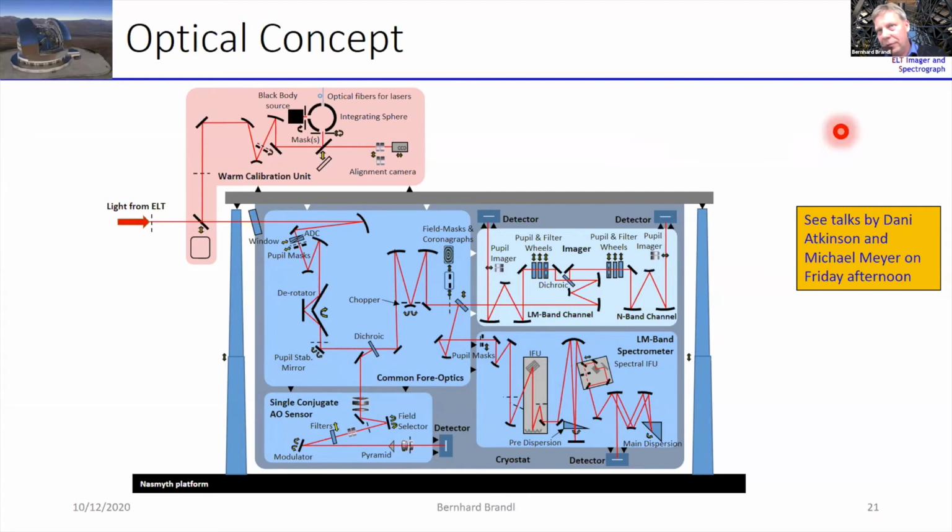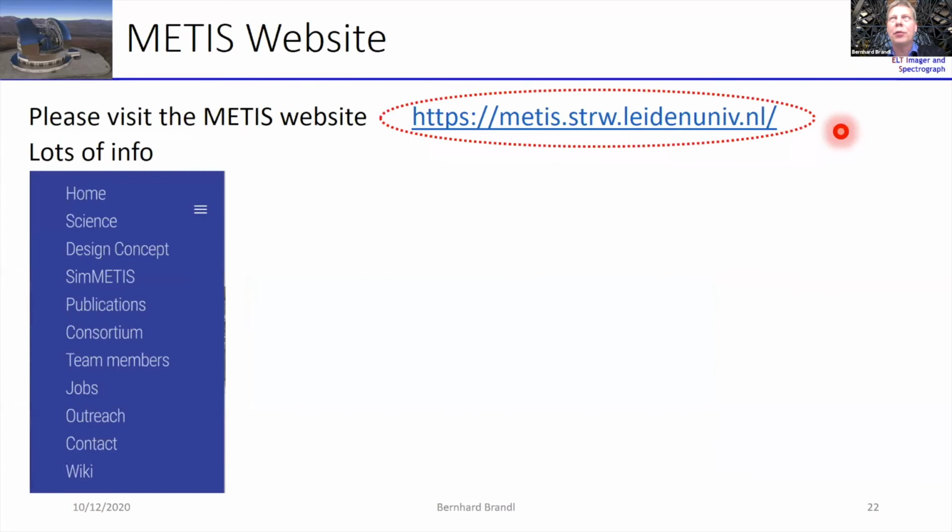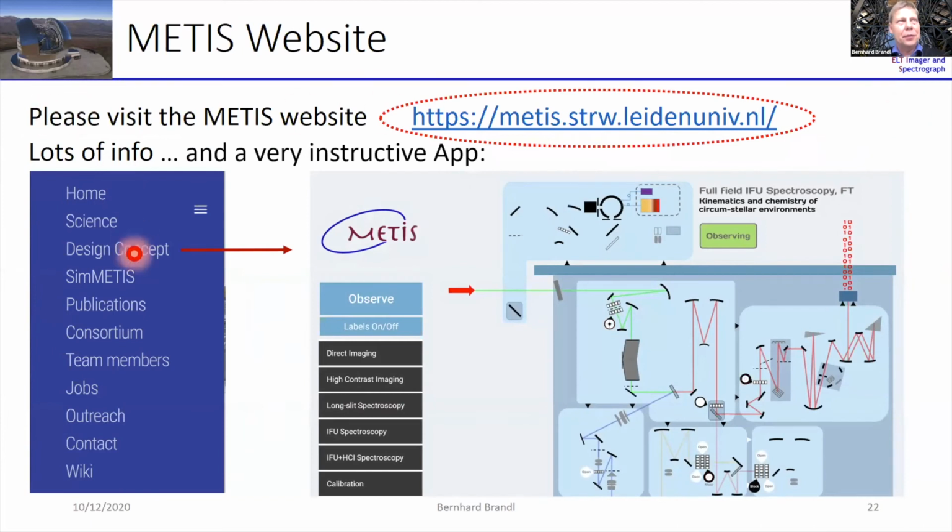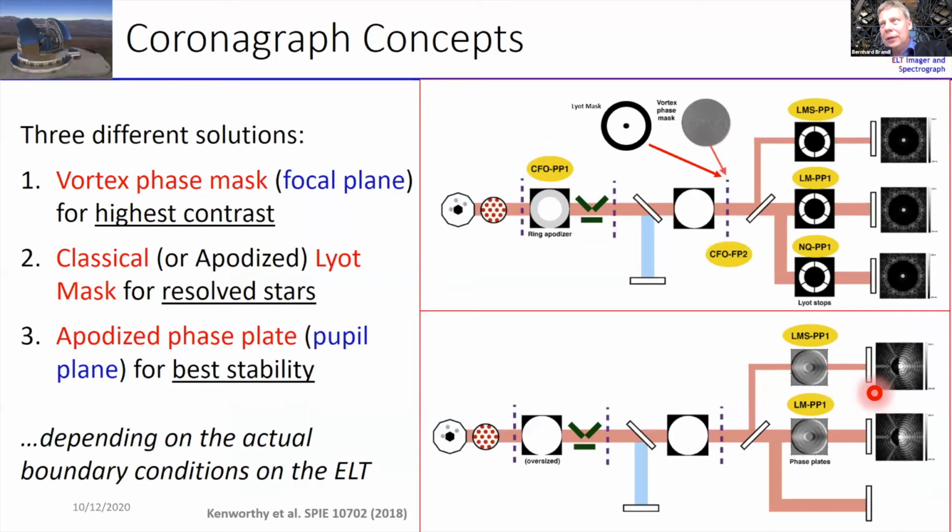And I don't have the time to discuss it here, but if you want to see how that actually works, I highly recommend you go to the METIS website, which is indicated here, at Sterrewacht, Leiden University, Brandl. And then when you go to the design concept, you will find an app here, and that app allows you to select observing modes, and then the beam builds up, and you can see actually how the light goes and what parts of the instrument become active. Okay. Yeah, we have also several coronagraphic concepts, at least 3 of them.